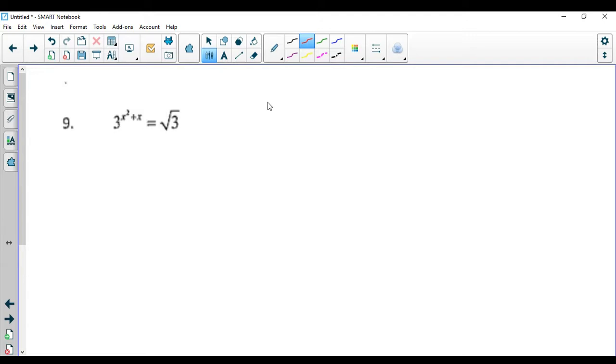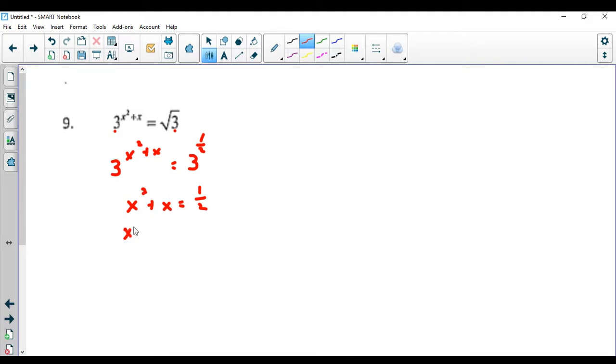All right, well, when you looked at number 9, you might have jumped right to the log option. However, we still had other options in the past. And if you notice here, I have 3 for a base here and 3 for a base here. Well, that means I could actually attack this slightly different, because the square root of 3 is really 3 to the 1/2 power. And if my bases are the same, really all I need is for my exponents to be the same.